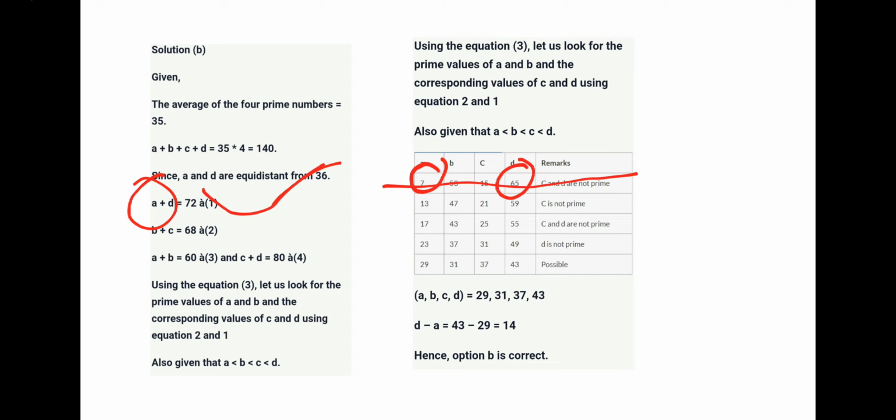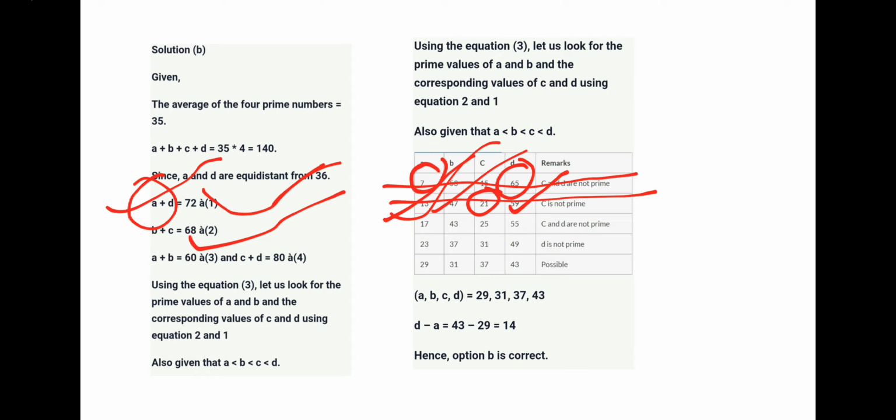In the second case, when you take A value as 13 and find the D value, you get D as 59. 59 is also a prime number, but when A is 13, B should be 47. If you take B as 47 and substitute in the second equation, you get C as 21, which is not a prime number. So the second possibility is also not possible. The next possibility is 17 and 43, where we are not getting C and D as prime numbers, so the third is also not possible. In the same way, the fourth is also not possible because D is not a prime number in the case of A as 23.